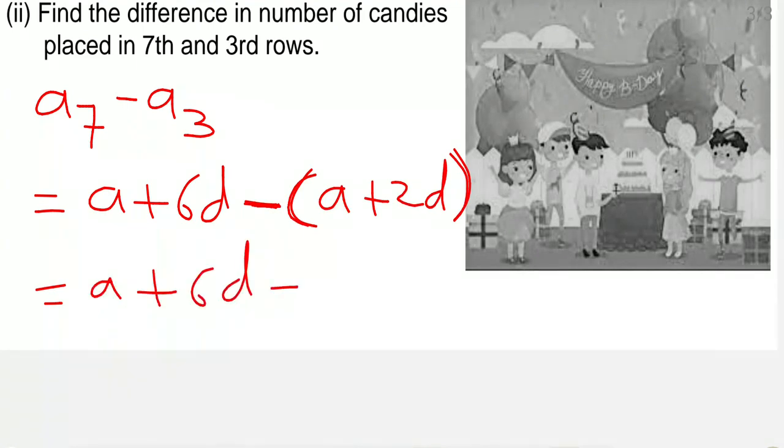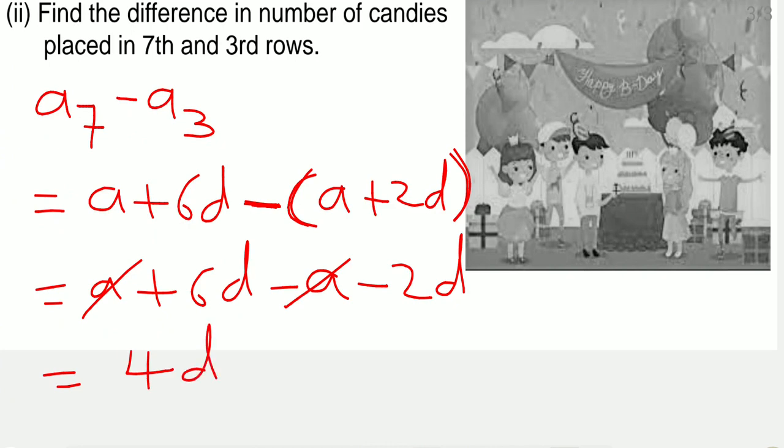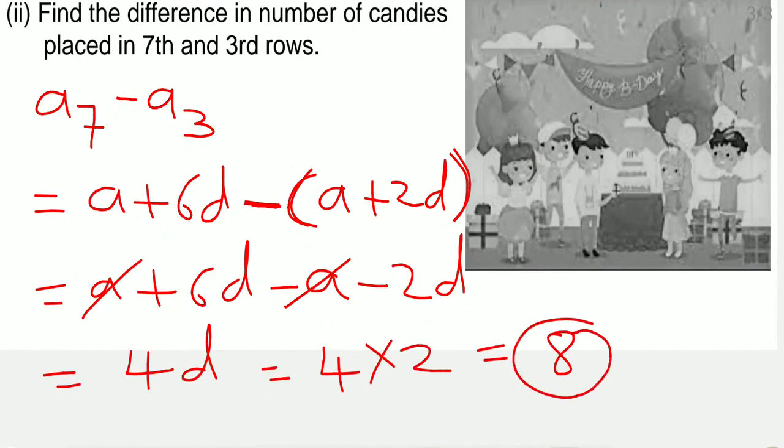a plus 6d minus a minus 2d. Minus a plus a cancel. 6d minus 2d is 4d here and the value of d is 2. So 8. Correct? So the difference in the number of candies in the 7th row and 3rd row is 8. Right?